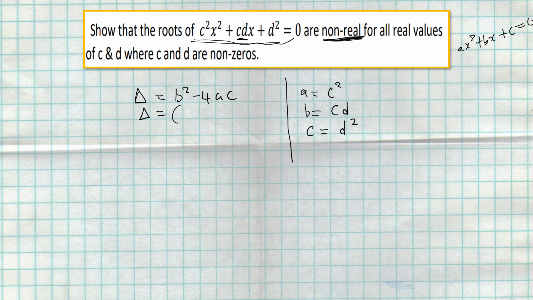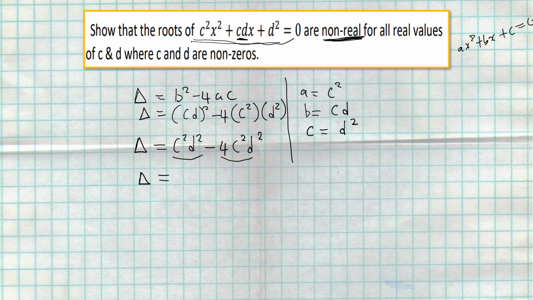So we just go and substitute. Our b squared is going to be (cd) squared minus 4. What is our a? Our a is c squared. What is our c? Our c is d squared. Can you see? Then delta is going to be equal to (cd) squared, so it will be c squared d squared, because we are squaring the two that are multiplying each other. So it's going to be c squared d squared minus 4. If I multiply the two, it's going to be c squared d squared. Can you now see that these two are like terms? c squared d squared minus 4c squared d squared.